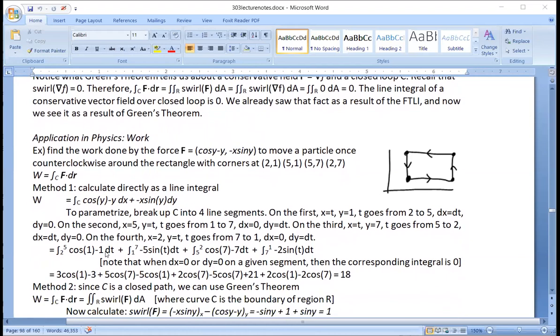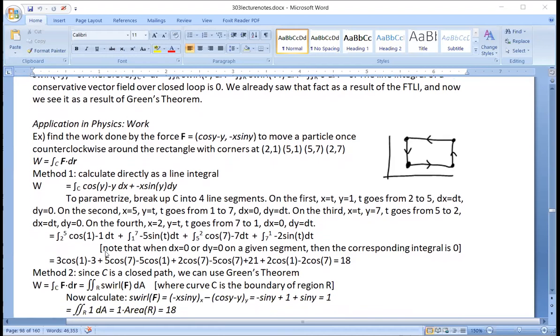So the swirl of f is dQ/dx minus dP/dy. So dQ/dx is negative sine y, and then dP/dy is minus sine y minus 1. Subtract, and you just wind up with 1. So this is just the double integral of 1 dA. Since that's a constant, or it's 1, you could ignore it. That's just the area of the region.